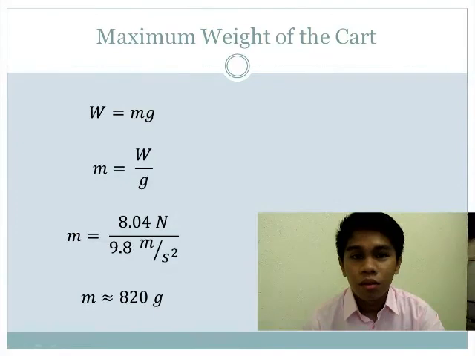And weight, as we know, is mass times the gravitational acceleration g. So to get the mass, we divide the weight by g. 8.04 newtons divided by 9.8 meters per second squared, and we get that the maximum value of the mass that our cable car model can support is approximately 820 grams.